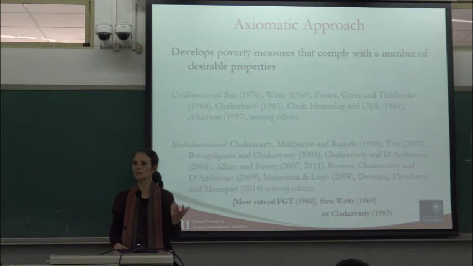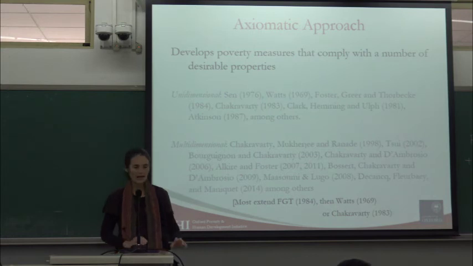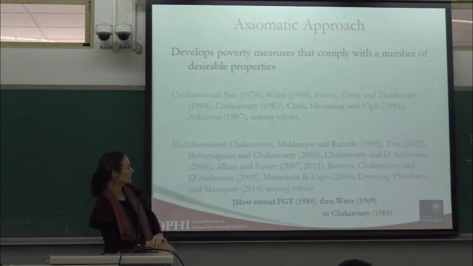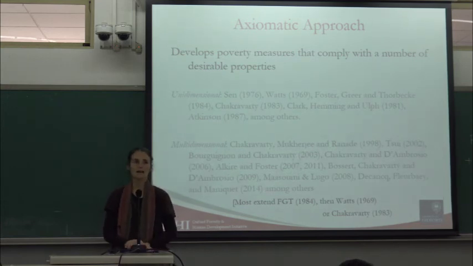And I contrast that with something like the DHS wealth index based on principal components analysis, where you actually don't know the properties that it satisfies. And so these are some of the many references, both in unidimensional and multidimensional poverty measurement, of axiomatic measures whose properties are clearly specified.